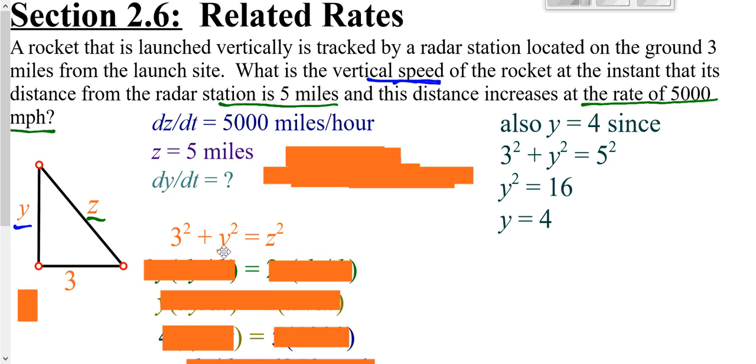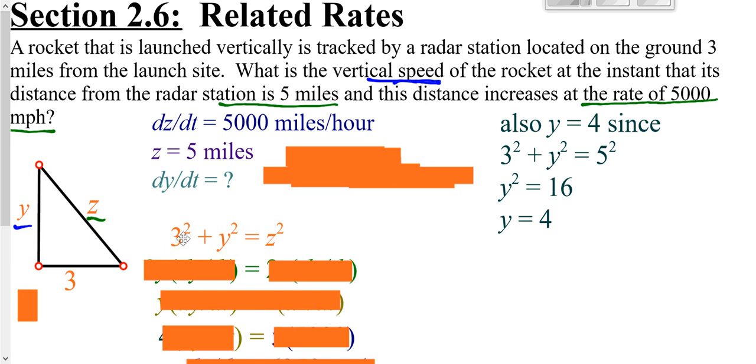Now, you don't want to be plugging in y being 4 and z being 5 here and taking your derivative, because everything would be numbers being constants. You take the derivative, you get 0 over 0. It would not help you. These two things change, so you're not going to plug in those values for anything until after you've taken your derivative. So we'll do our derivative.